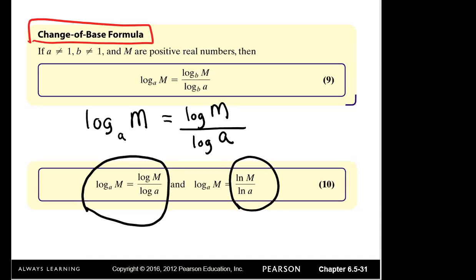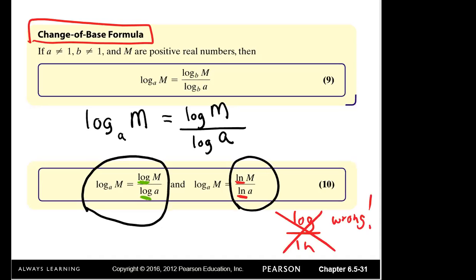But if you choose to use regular log with your numerator, you've got to use regular log with your denominator. Okay, if I do log here, I've got to do log there. If I choose to use natural log here, I have to use natural log there. You can't do a log in the numerator and ln in the denominator. Wrong. Can't do that, okay? It's got to be consistent.